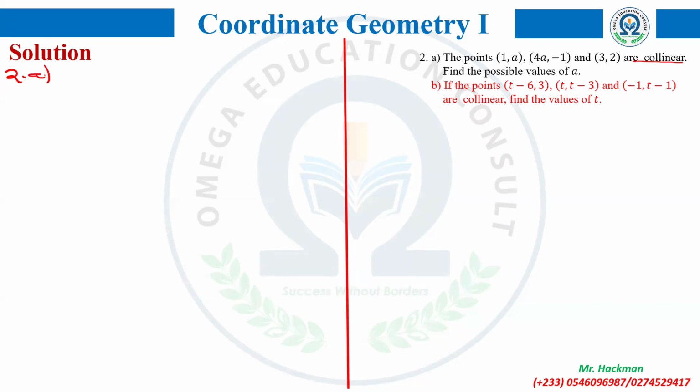We extract what we are given. So given, we have 3 points. The first point, with no name, is (1, A), with the coordinates. Then the second point, equally with no name, has coordinates (4A, -1). Like I've said, you can also use a comma. And the last point, equally without a name, is (3, 2). So this is what we have.